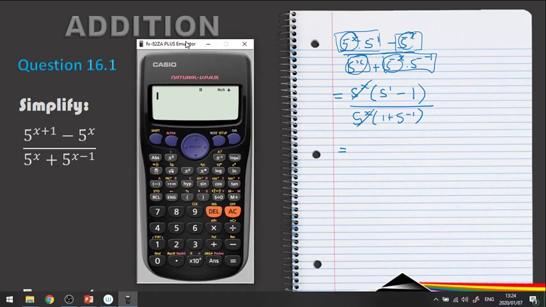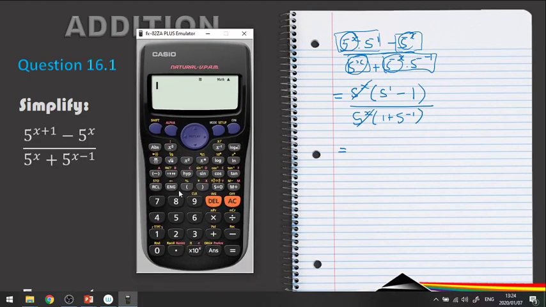So these two cancel, and what's left we can put onto the calculator once again. So this will give us, let's put our fraction there, 5 minus 1, so this is 4 over 1 plus 5 to the power of negative 1. So this is 10 over 3.